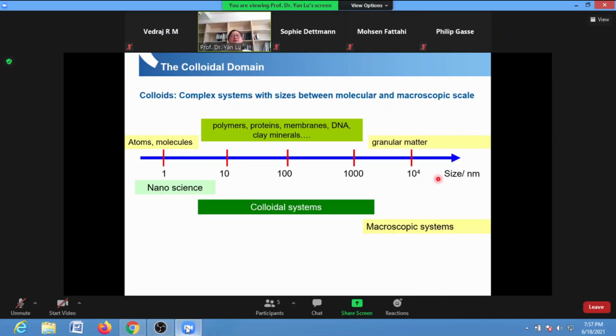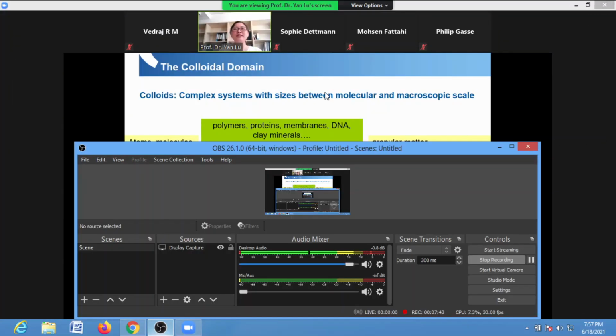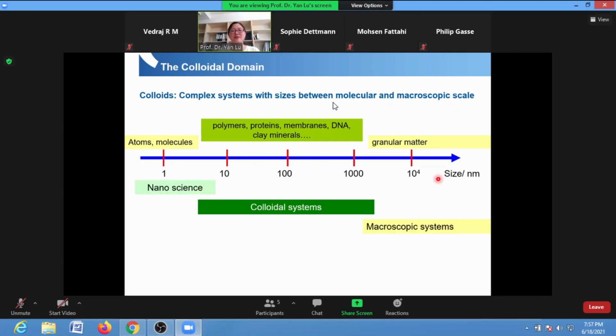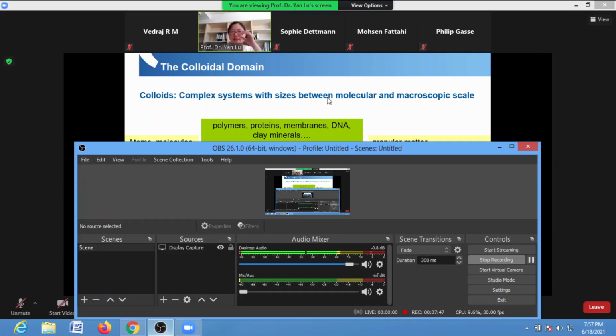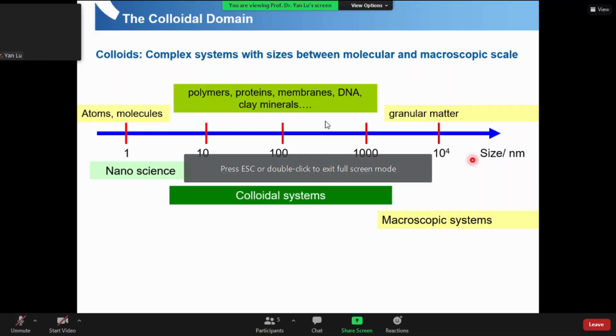Because sometimes people always mix this up, thinking the colloidal system is a nano system, but actually colloidal particles include not only nano size, but also microscopic systems.